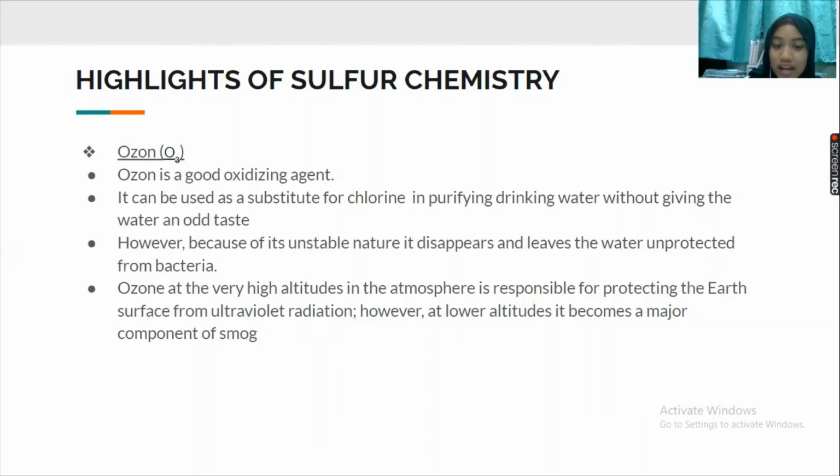Ozone at very high altitudes in the atmosphere is responsible for protecting the Earth's surface from ultraviolet radiation. However, at lower altitudes, it becomes a major component of smog, which is a type of air pollution.